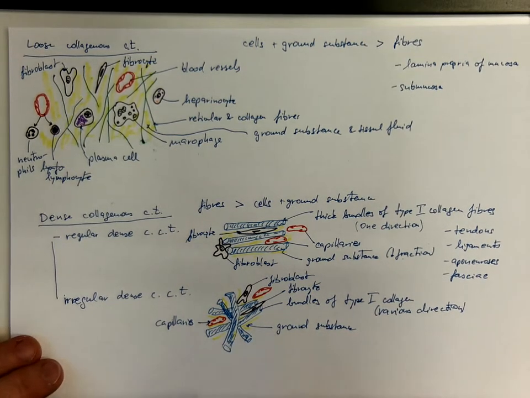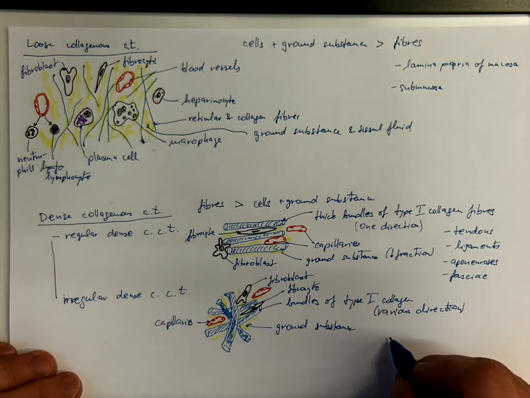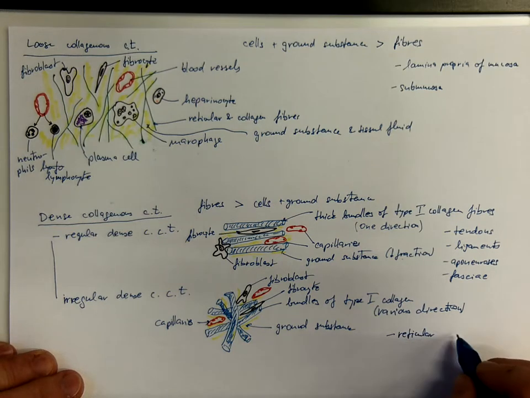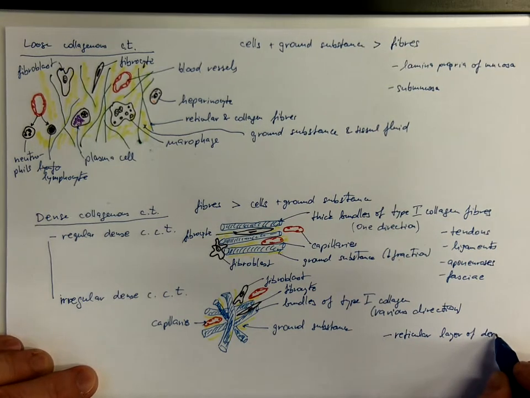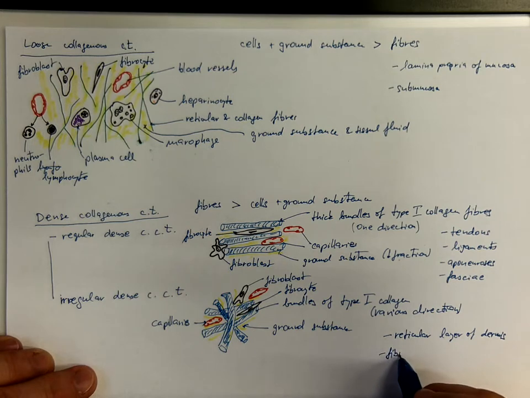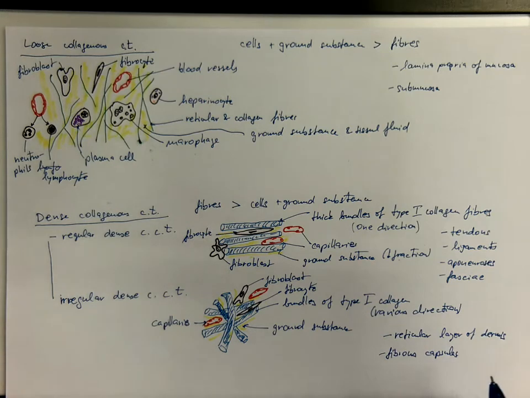This is a typical structure of the reticular layer of the dermis of human skin, or fibrous capsules in organs such as liver, kidney, lymph nodes, spleen, thymus, etc.